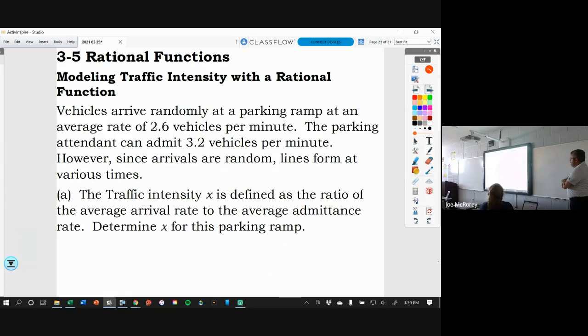Part A, the traffic intensity X is defined as the ratio of the average arrival rate to the average admittance rate. Determine X for this parking ramp.